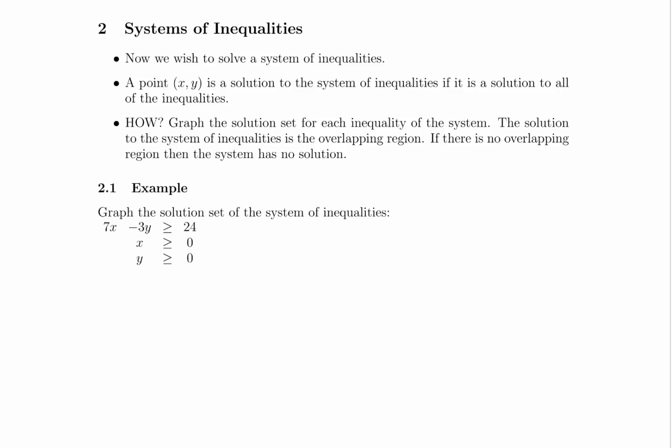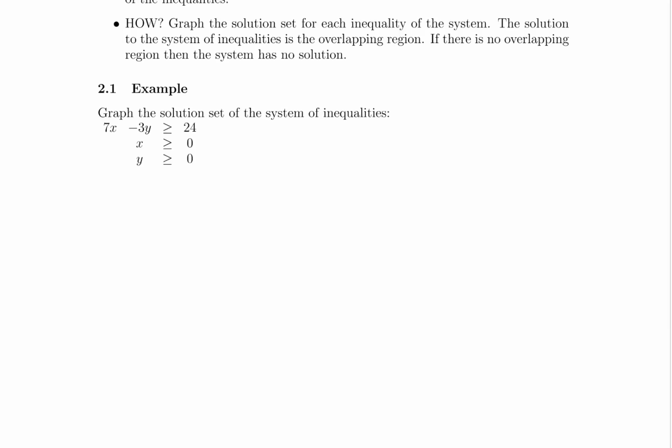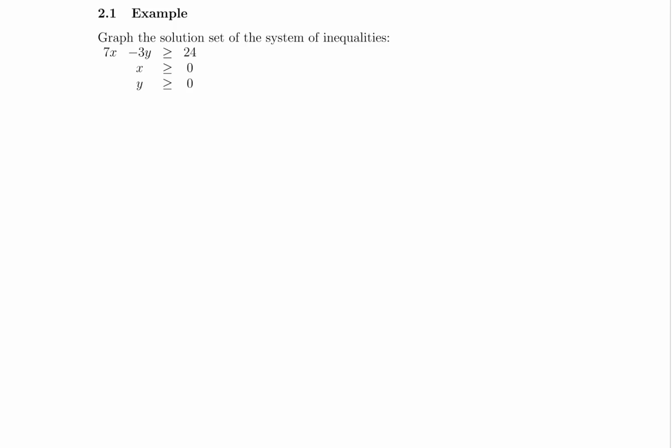Okay, now that we are comfortable solving linear inequalities, we're going to solve a system of linear inequalities. The solution will be found in much the same way as it was for just a single inequality. What we'll do is graph the solution set for each of the individual inequalities and then find the overlapping region. If there is no overlap, then that system would have no solution.